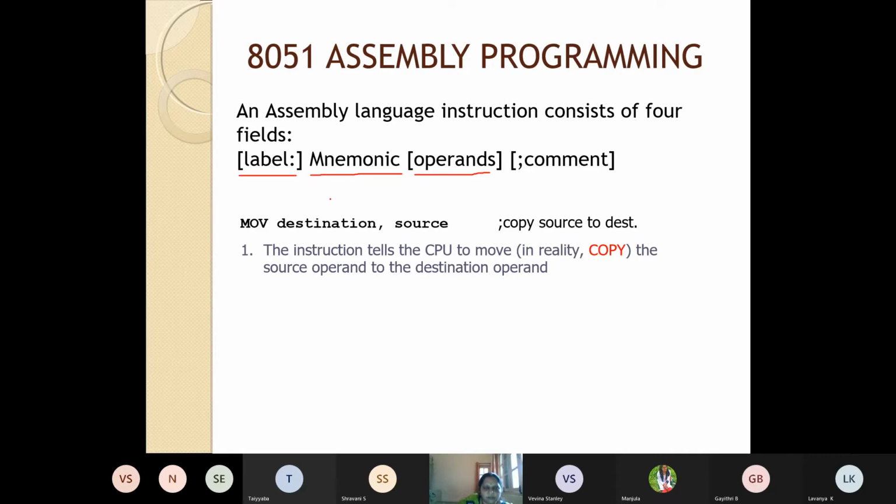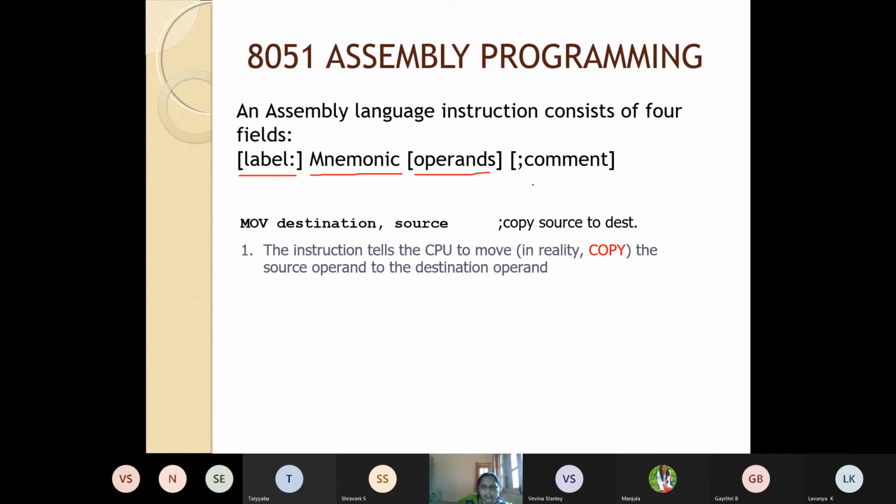If you have a jump statement, jump up or jump down, something like that, the label needs to be specified. So each instruction may consist of a label. It is again optional. If you require any label to be given, then you can add the label.